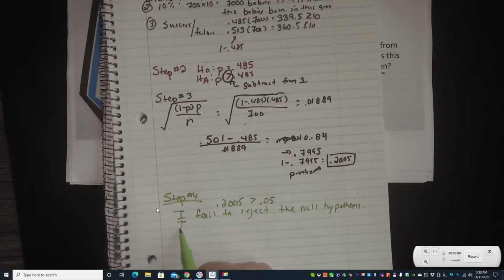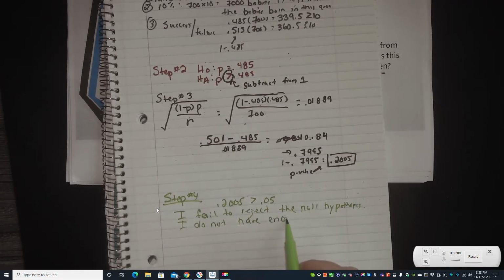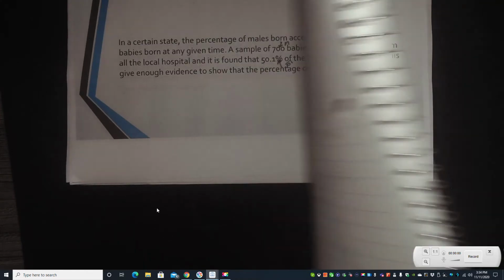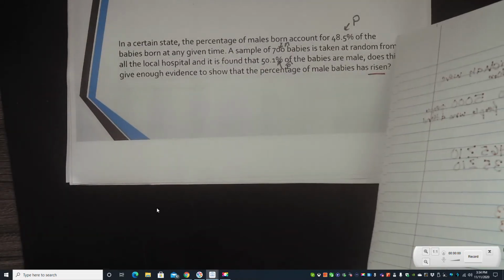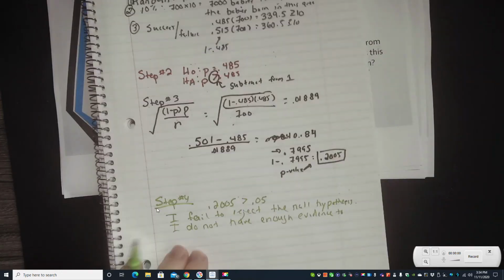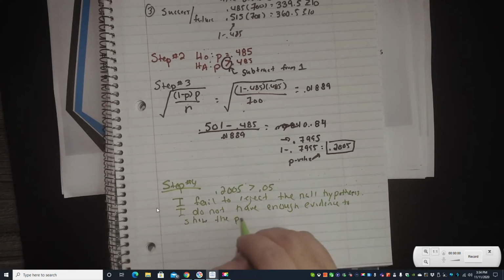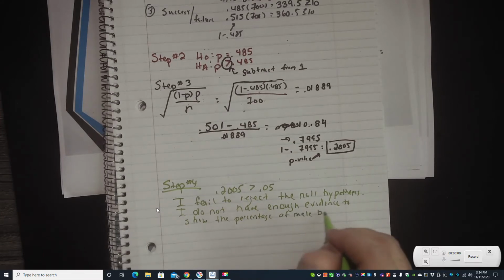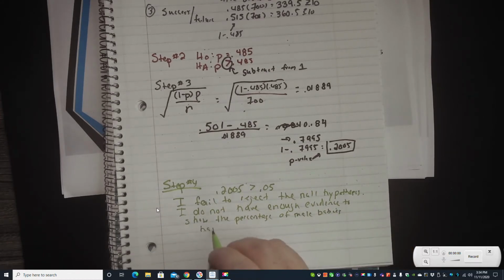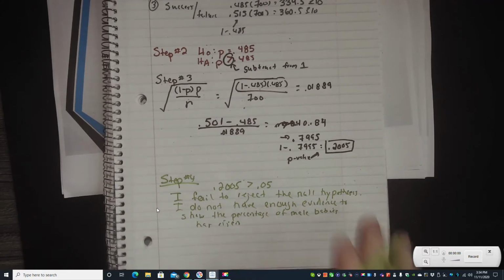And I do not have enough evidence to, and let's just go over here and see what we're trying to prove, give enough evidence to show that the percentage of male babies has risen. I do not have enough evidence to show the percentage of male babies has risen. Okay.